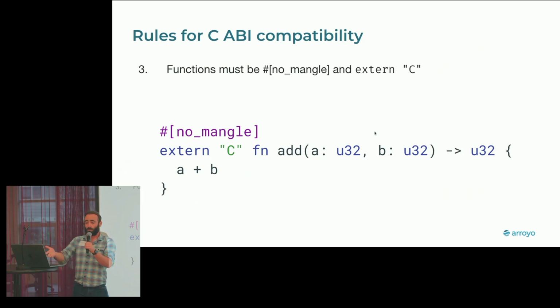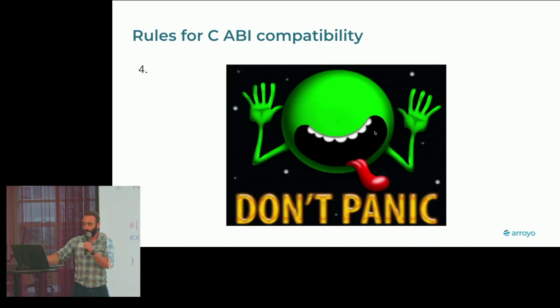Functions have to be marked as no_mangle, which basically tells the compiler not to change the name. Normally, it's going to generate some name for them so that there's no risk of duplication. And then also extern C, which just tells it to export it as part of a C library. And then the last rule, you cannot panic. Panicking is not safe across an FFI boundary. It is undefined behavior. It, at best, will cause segfaults.